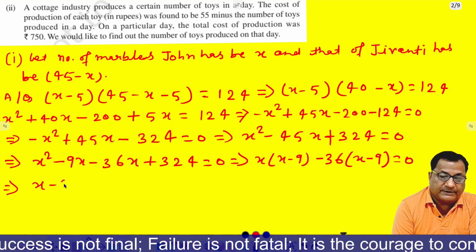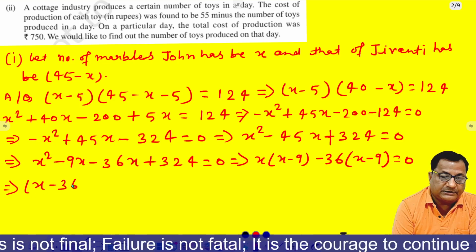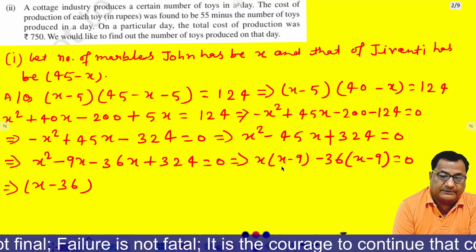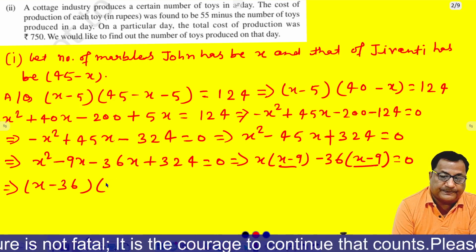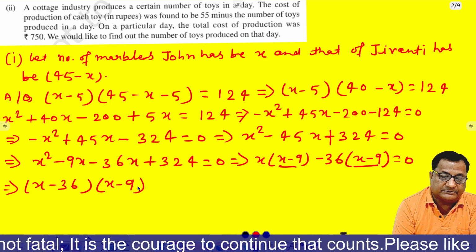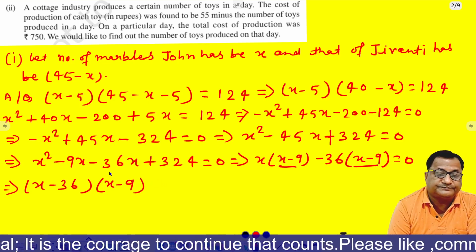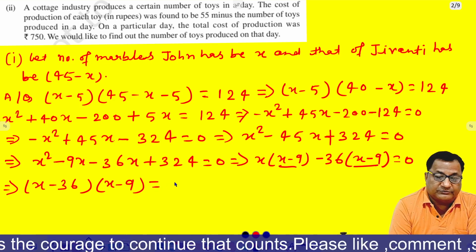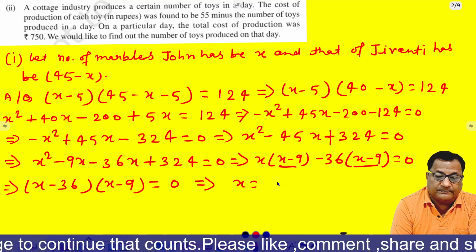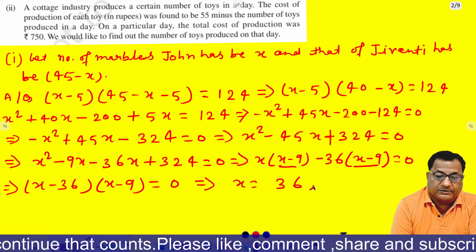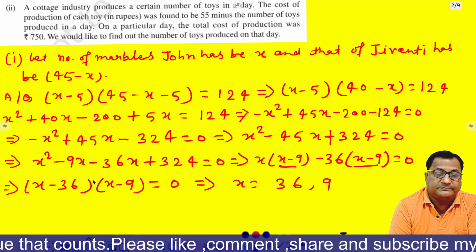We take common x minus 9, then x minus 36 into x minus 9 equal to 0. Therefore x is equal to 36 or 9.